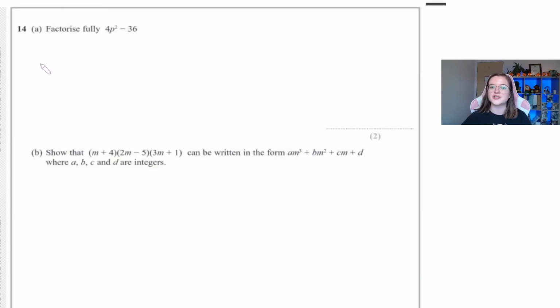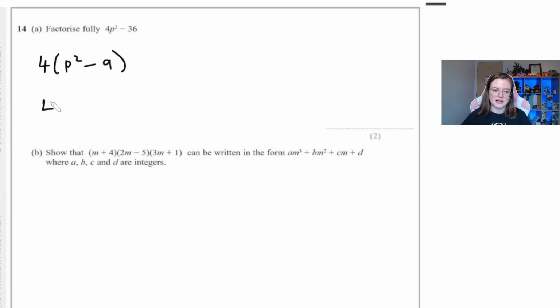On we go. Question 14a, factorise fully 4p squared minus 36. What I always do first is pull out anything into a single bracket and then do the brackets later if I need to. I can pull out something from both of these, so I'm going to pull out a 4. So I'm going to have 4 lots of p squared minus 9. Then I think, can this be factorised any further? Yes, it can, because this is a difference of 2 squares. Important to spot: it's a square number take away another square number, therefore difference of 2 squares.